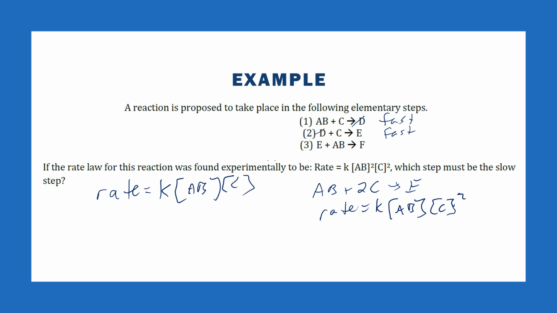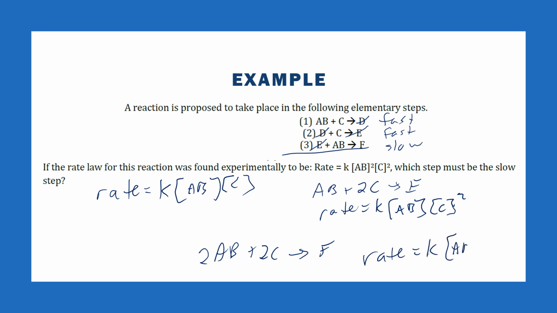Now by process of elimination, 3 must be the slow step, but let's go ahead and take a look at it. We want to write all 3 of those steps added together. Slow step plus anything before it. D is an intermediate. E is an intermediate. We're left with 2AB plus 2C yields F. And so our rate law is k AB squared times C squared. And that one checks. So step 3 is the slow step.